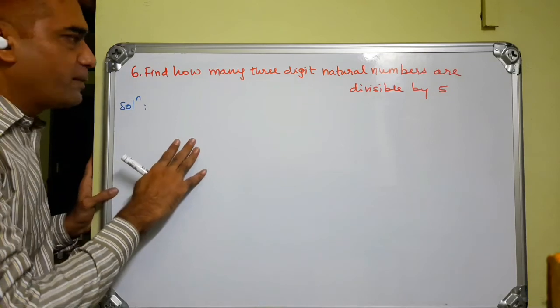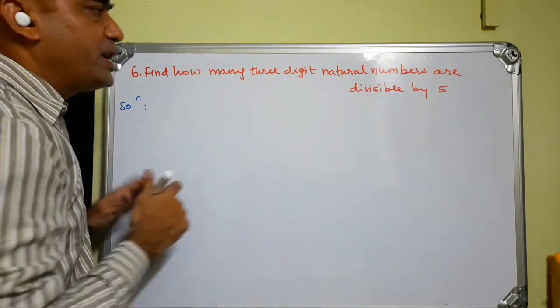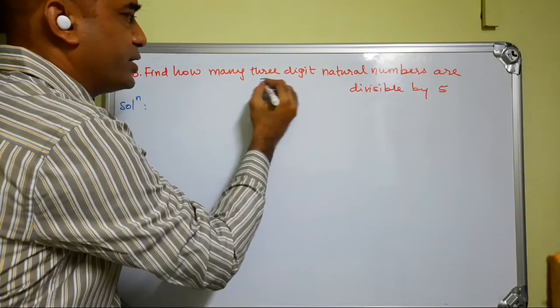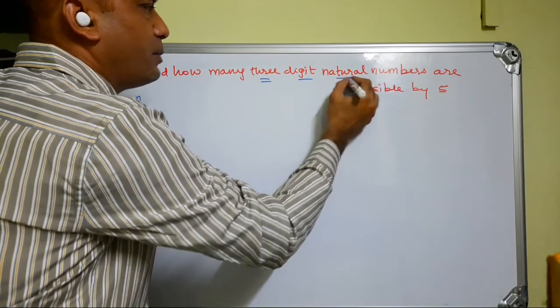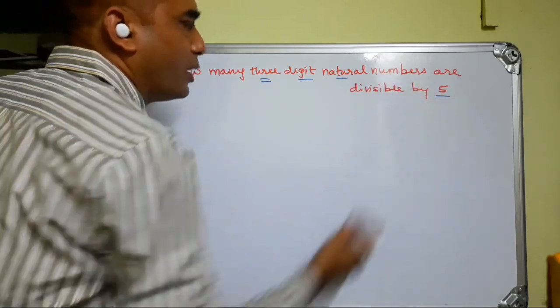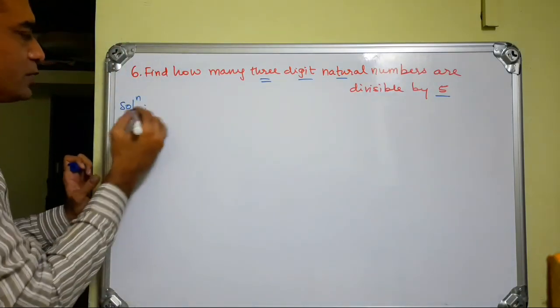Now we will solve question number 6. Find how many 3-digit natural numbers are divisible by 5. So solution.